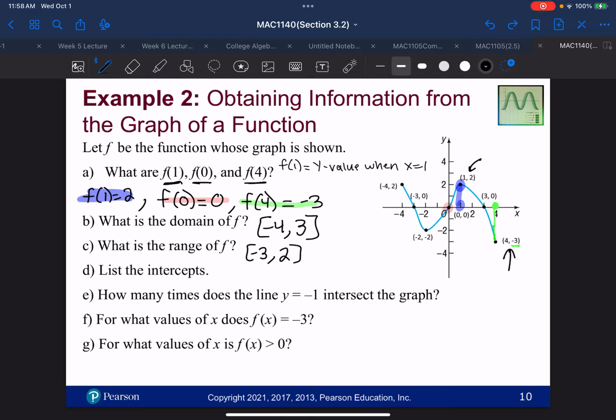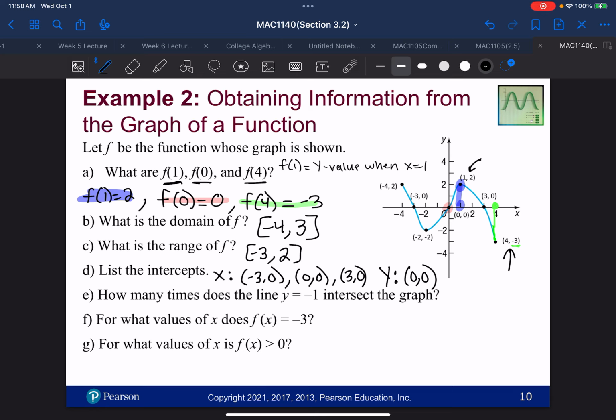Next one says list the intercepts. So let's first start with the x-intercepts. So I have (-3, 0), (0, 0), and (3, 0). Those are going to be my x-intercepts. And then my y-intercept is just (0, 0).